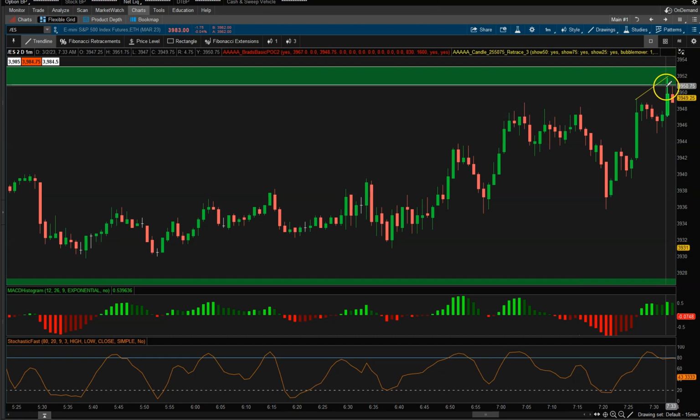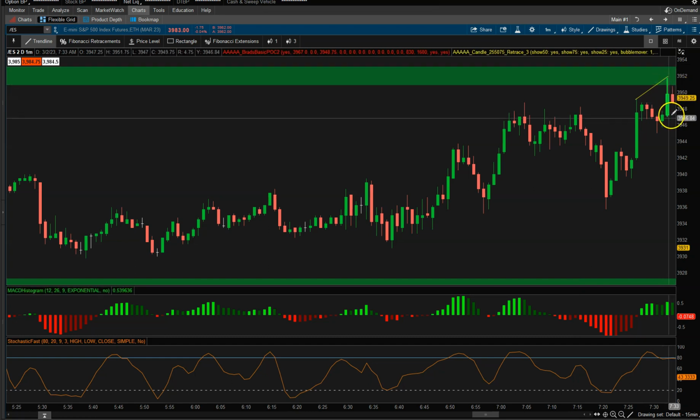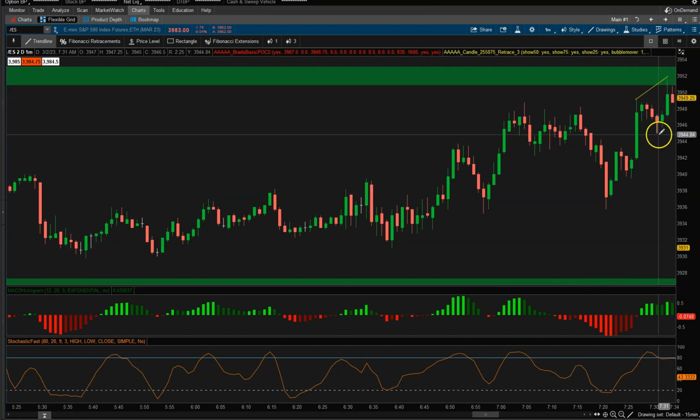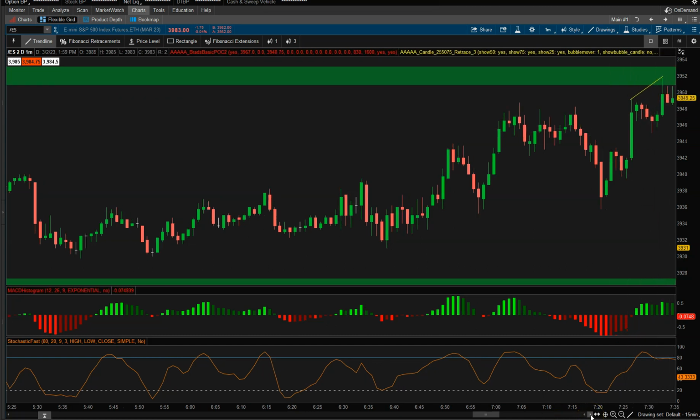So right here, we see we make a high. I'd be watching my reverse waterfall. Again, I teach this in the video course, what the waterfall and reverse waterfall is. So we have 1, 2, 3, 4, right? Higher lows. And we take out the low right here.